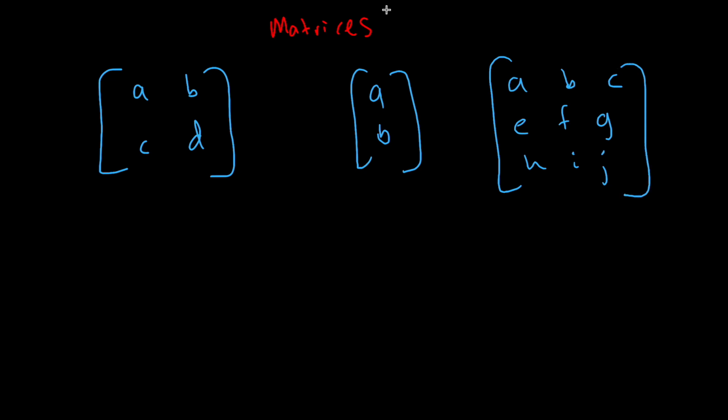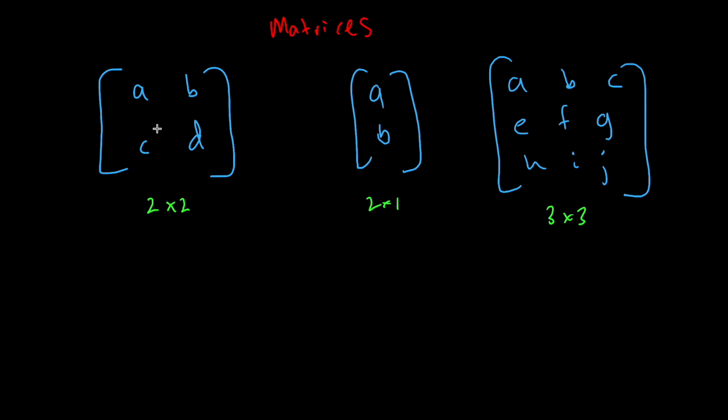So how do I classify each of these? Clearly, each of these matrices are different. Like this one's 2 by 2, this one's 2 by 1, this one's 3 by 3. Well, this is exactly how I classify these matrices. This is 2 by 2, 2 by 1, and 3 by 3.